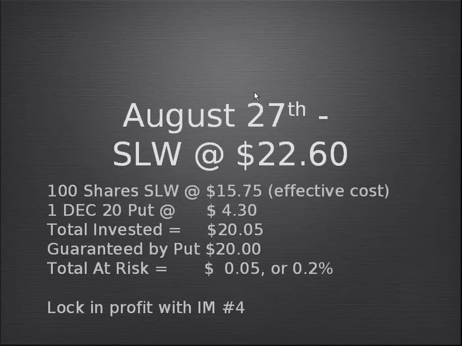Now on August 27th, a week or so after August expiration, we had lowered our cost of just the stock. Remember, we bought shares of stock at $17.20. We essentially kept $1.45, so the effective cost per share on the stock had been lowered to $15.75. And we still had a December 20 put at 4.30. So that gives us our total investment of $20.05, guaranteed $20. So we're risking 5 cents or 0.2%.